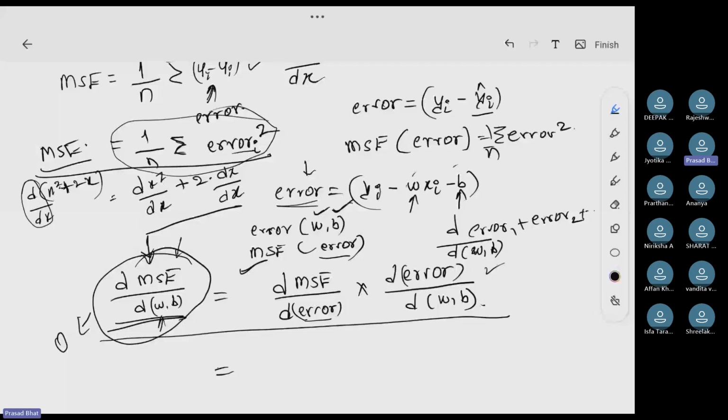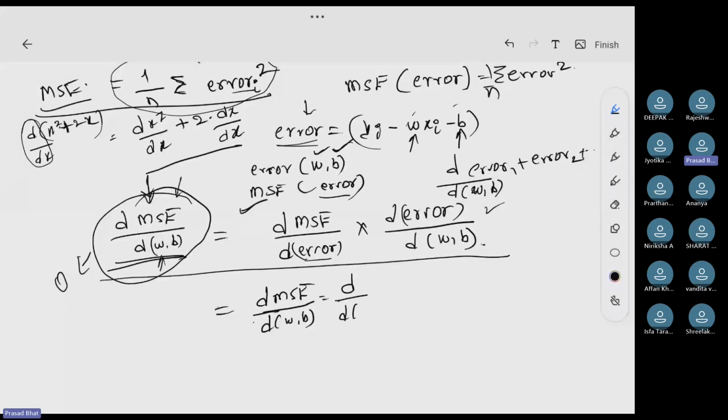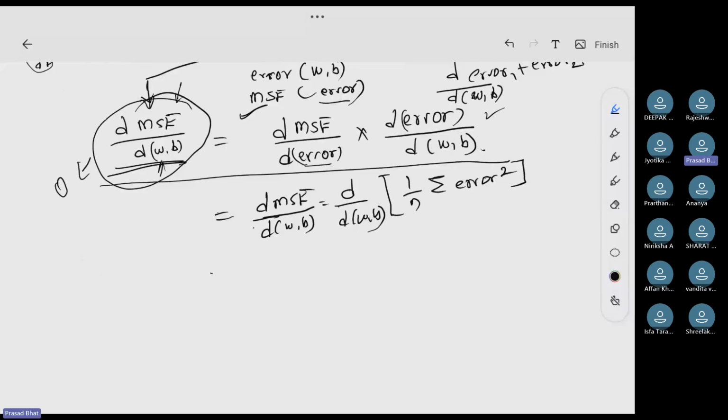So that is fine. That means what? d MSE by d of W comma B is d by d of W comma B of the entire function, 1 over n sigma error square. This I can actually write like this: 1 over n is a constant, right? I can take it out. And then inside, sigma d by d of W comma B of error square. I'm simply distributing. It is a shorter way of telling, right? I'm applying the derivative on each error and then summing it up. That is what it is.